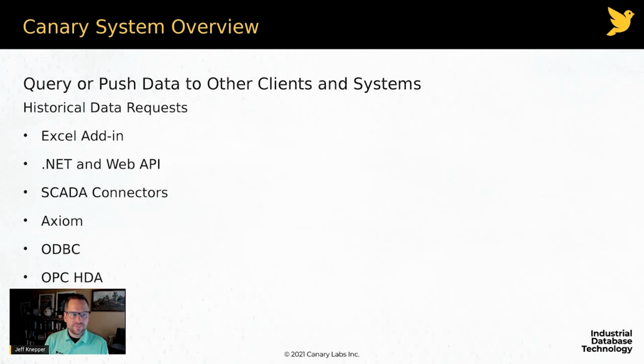For historical data, you can use the Canary Excel add-in. That'll connect your Microsoft Excel worksheet directly to Canary so that I can make raw data requests and aggregated data requests. I can consume the views. I can consume the events that are in Canary. All of that can be done inside of Excel. I can also make historic requests using the .NET or Web APIs, using the SCADA connectors we provide. Of course, Axiom we've talked about, as well as the ODBC connector. So if I want to make SQL-like queries against the Canary proprietary database, not a problem. I use ODBC to do so.